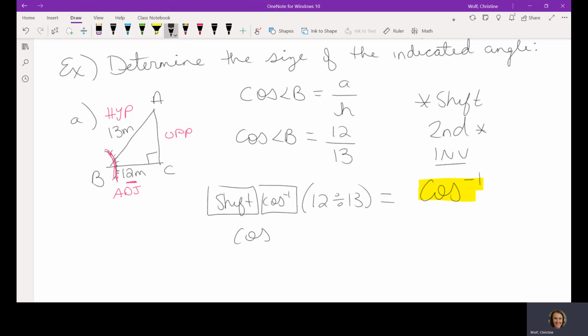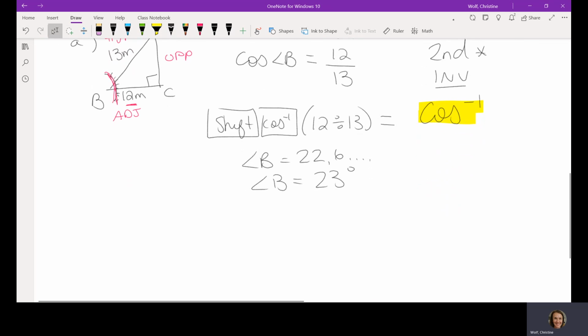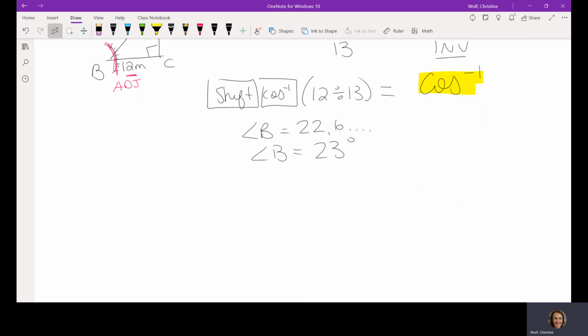So you'll get angle B equals 22.6 degrees, but we want to round to the nearest degree. Whenever we're talking about angles, we typically round to the closest whole degree. So 22.6 would go up to 23. That's the closest nearest degree.